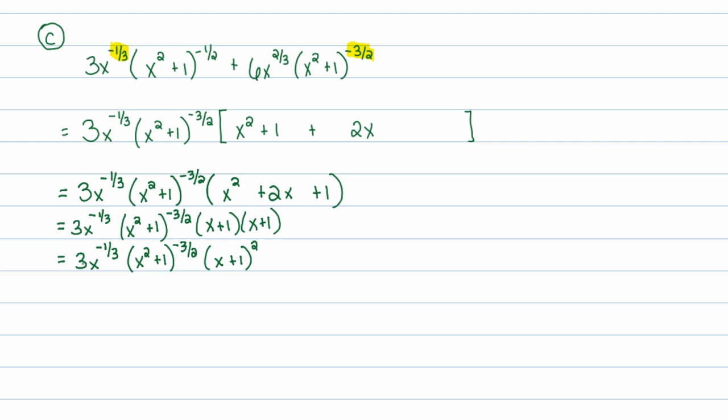If your instructor requires you to leave your answers with positive exponents only, well then go ahead and pop this stuff downstairs. That's okay with me. That'd be 3 times the quantity x plus 1 being squared, and everything with negative exponents here will pop downstairs, so you'll have x to the 1/3 and quantity x squared plus 1 to the 3/2.